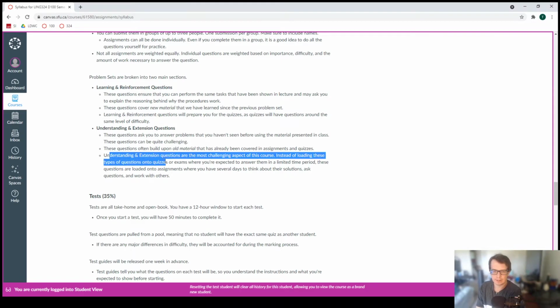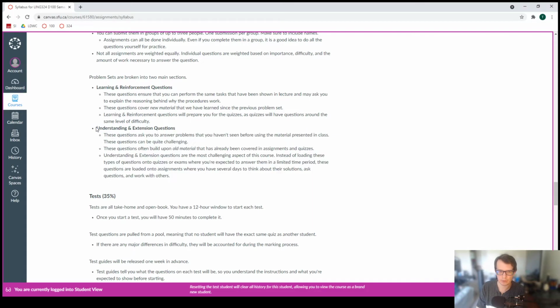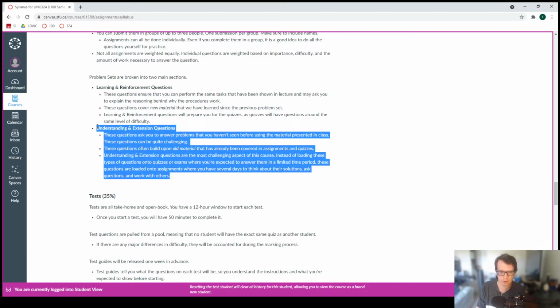So, understanding and extension questions, they're a little bit tougher, but through my experience, you can do these. They're not worth as much as the learning and reinforcement questions, but consider these to be some of the most difficult things you can do in the course. Every assignment after the first one will have a couple of these, but this is really the main part of the course where you really learn and work with the material.